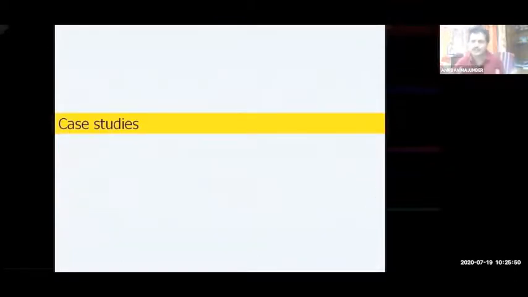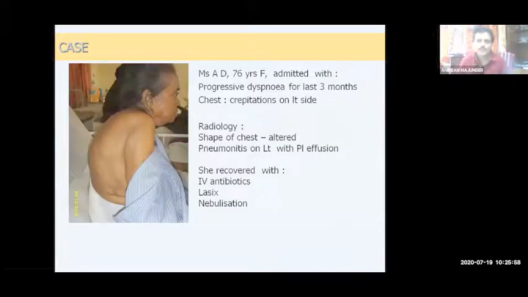With this idea in our mind, let us have a look at the cases which I have seen in the last 2 decades. Now, this is Miss 8076, a female admitted with progressive dyspnea for the last 3 months. There were crepitations on the left side. The shape of the chest was altered. She had pneumonitis in the left with pleural effusion. She recovered with IV antibiotics and nebulization.